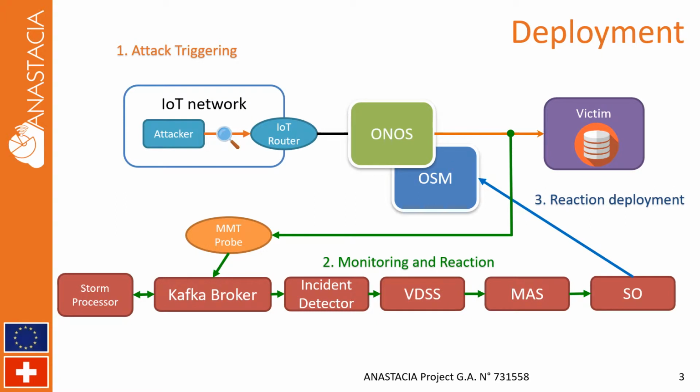The deployment of this scenario is composed of 3 stages. The first is the attack triggering, where an emulated network containing the attacker will direct the traffic towards the victim, an SQL database, using ONOS and OSM in order to route the traffic. The second will be the monitoring and reaction, where MMT sniffer technologies will start to extract the information and feed it directly into the ANASTACIA chain in order to detect the attack and generate the appropriate countermeasures. Finally, the reaction deployment will be directed by the security orchestrator, which will deploy the computed countermeasures in order to filter the attack that is going from the attacker towards the victim.